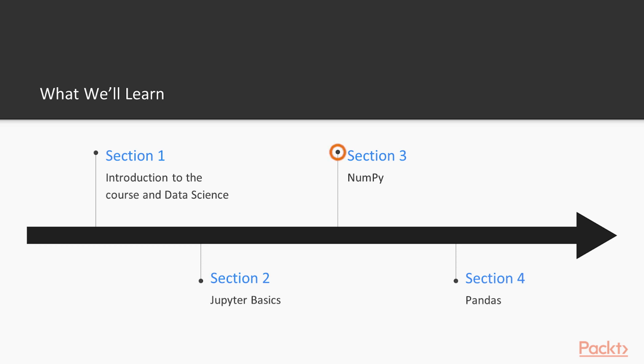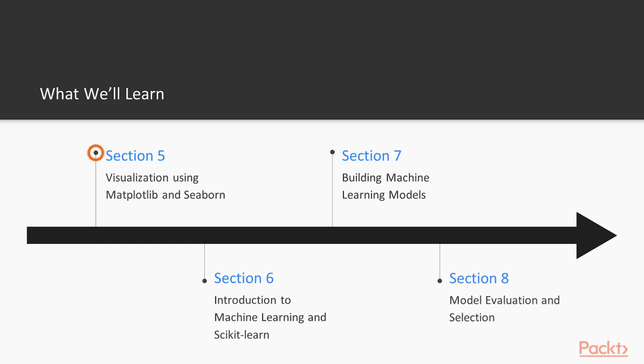We will learn about 1D and 2D arrays and also about random numbers. Section 4 is about pandas, which introduces us to the tabular data format, namely data frames. We will learn how to create data frames, how to read in data, how to manipulate data. Then we will learn about visualization. We will particularly learn about Matplotlib and Seaborn and learn how to create statistical plots in Python.